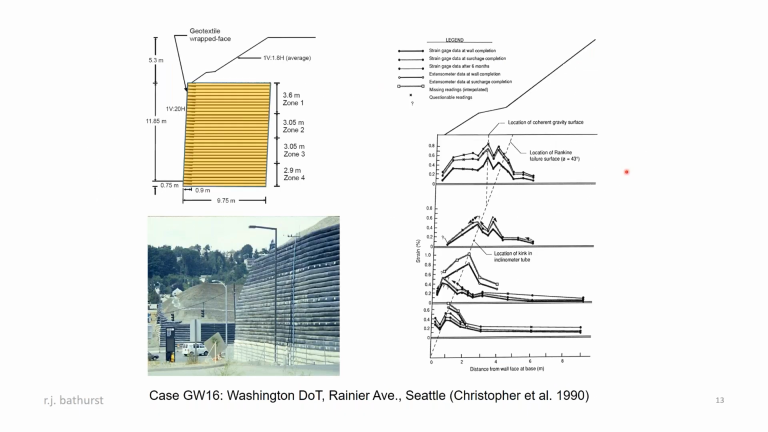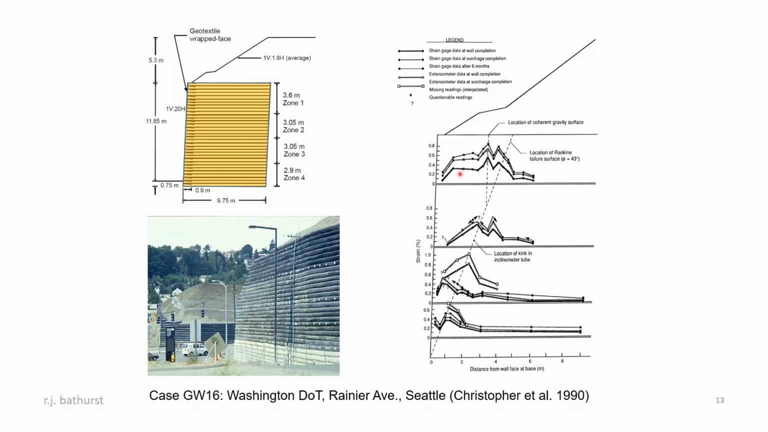Another wall that was instrumented was the Rainier Avenue wrap face wall, which was built as a temporary support to a preload embankment that was used to pre-consolidate some compressible foundation soils at the location of a bridge overpass. You can see the cross section of the wall. It was actually the highest wall of its type at the time that it was constructed, and again gave us the opportunity to strain gauge the layers.